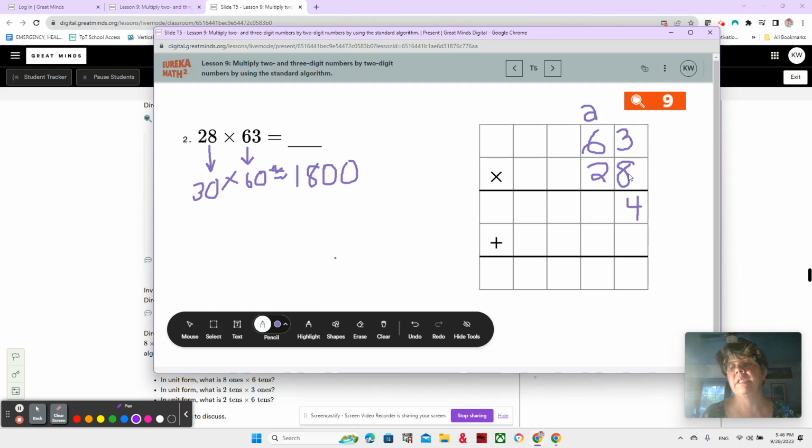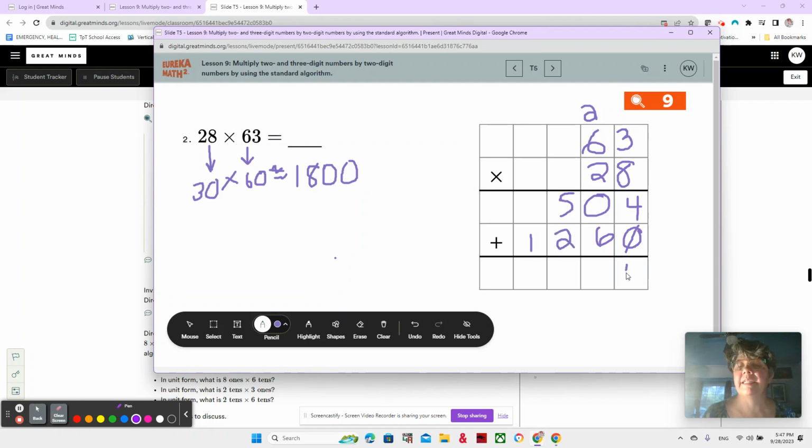And then 8 ones times 60, or 6 tens, right? 6 times 8 is 48, plus 2 is 50, right? 48 plus 2 is 50. And then we need to have our magic 0 because now we're moving to 20. 2 tens times 3. 2 times 3 is 6. And our 0 automatically is going to make it tens, right? And 6 times 2 is 12. We don't need to carry because we don't have anything else here blocking our way, right?